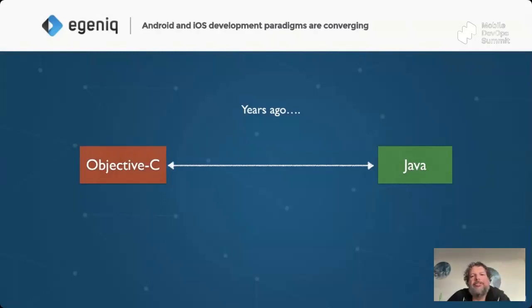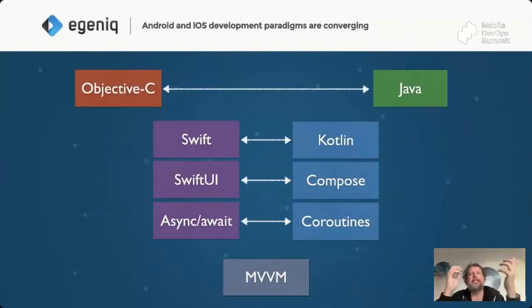There were two completely different ecosystems: Objective-C on the iOS side and Java on the Android side, two completely different languages. There was not much in common between them. So when working on an app, you typically had these island mentalities. You had an Android team working on something, you had an iOS team working on something, and they didn't have much in common. But these days, these paradigms are converging.